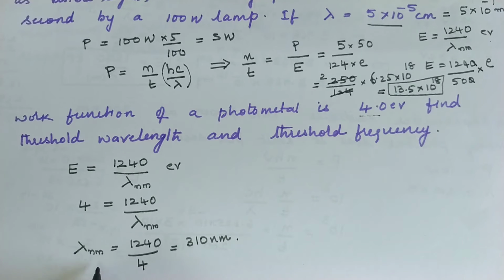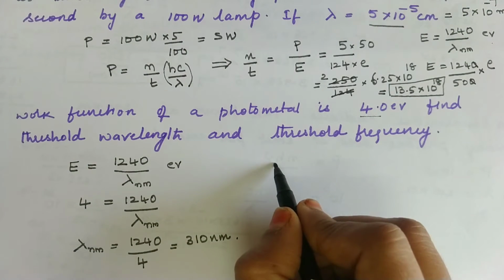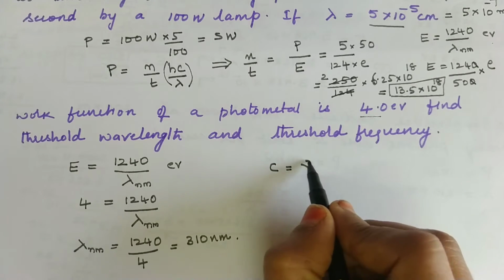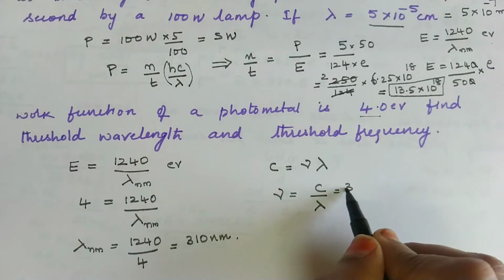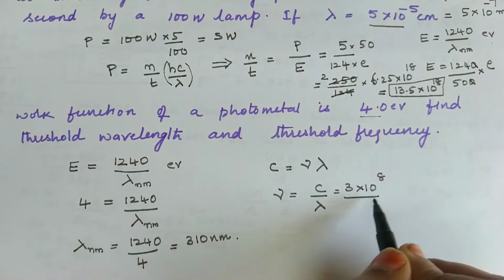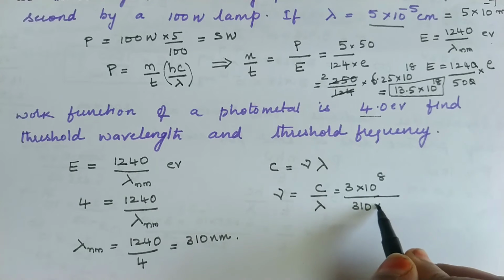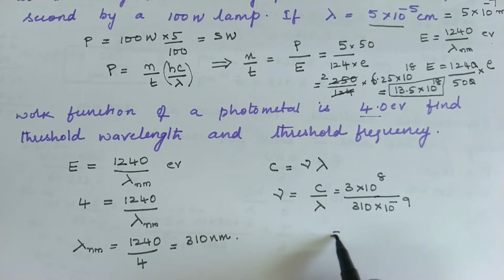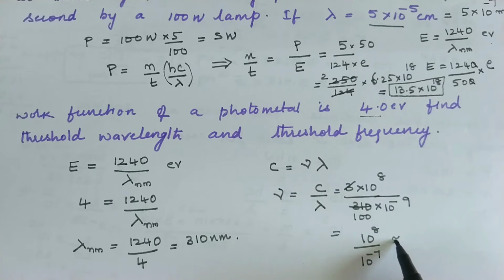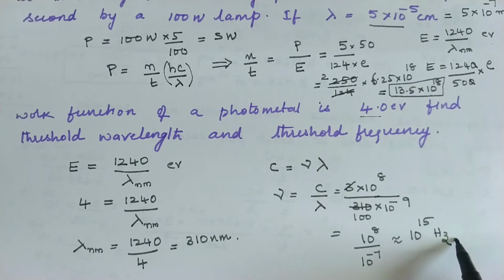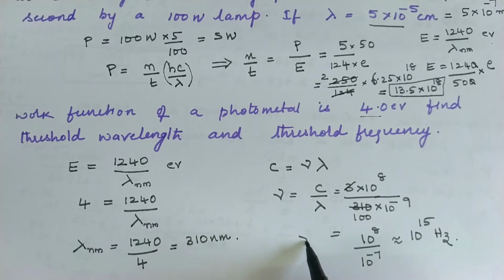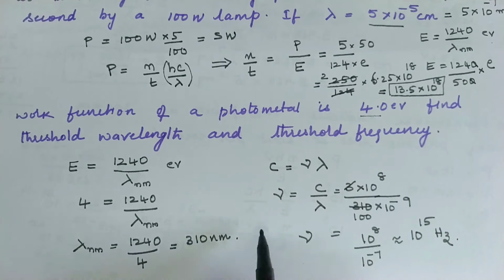nanometer. And once you get the wavelength, you can find the frequency. We know the speed of light c is equal to nu lambda, so frequency is equal to c by lambda. That is 3 into 10 to the power 8 by 310 nano, which I'm writing as 10 to the power minus 9. Again I'm giving an approximate value: 10 to the power 8 by 10 to the power minus 7, which is nearly 10 to the power 15 hertz. So this gives you the threshold frequency, and this gives you the threshold wavelength.